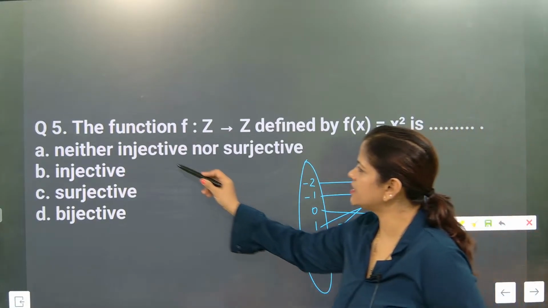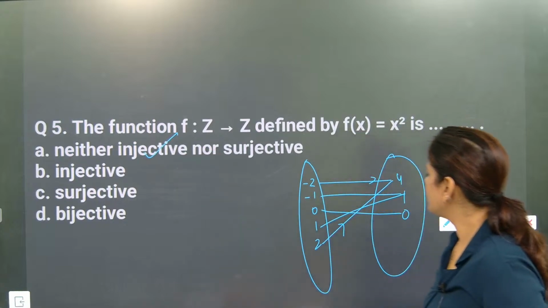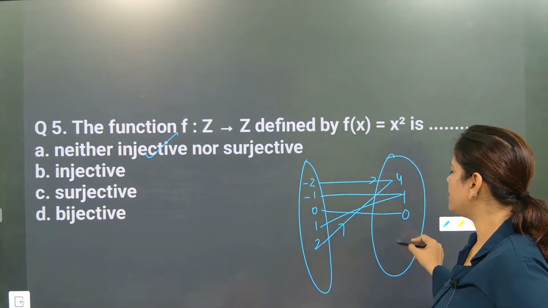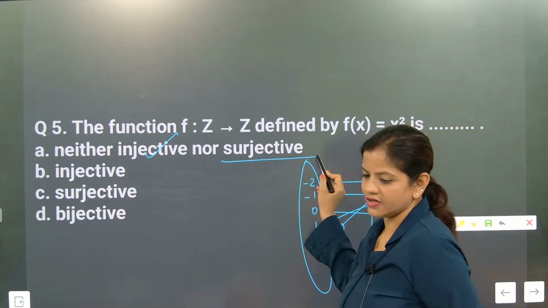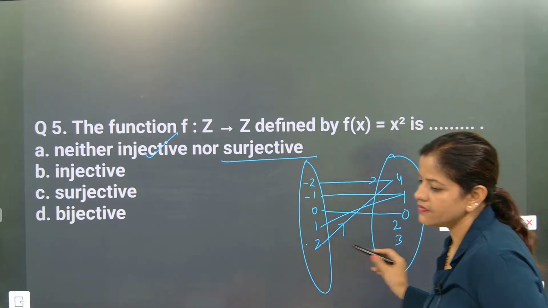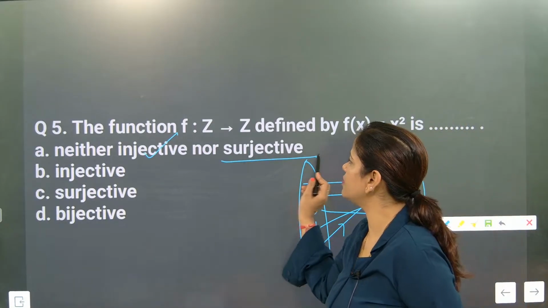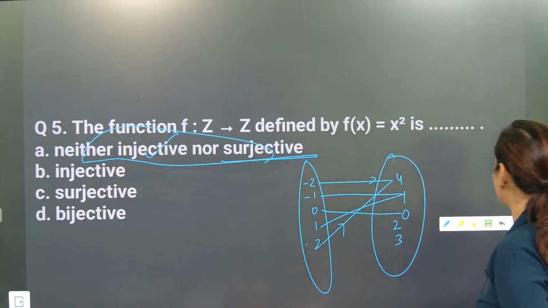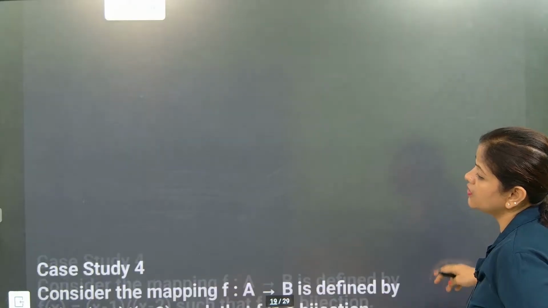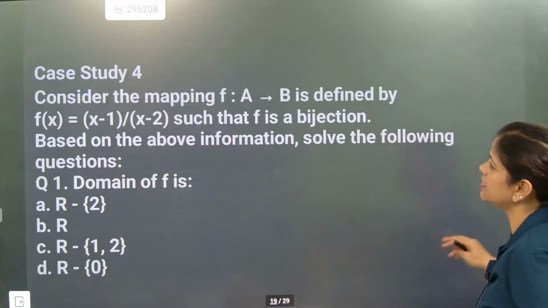So it is not injective, correct. Now other elements will be left unmapped. 2 will never map, 3 will never map, so it is not surjective either. So this one is neither injective nor surjective. So the answer will become A. Like this you have to pick and solve the questions. Once you go with this level, you will definitely solve the case studies in no time, beta.